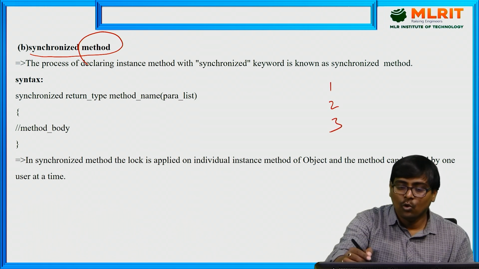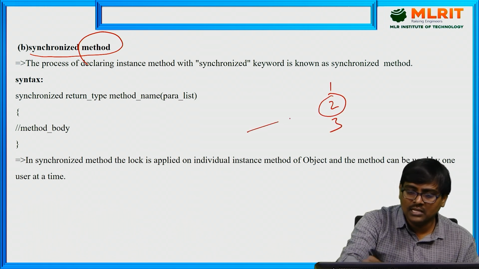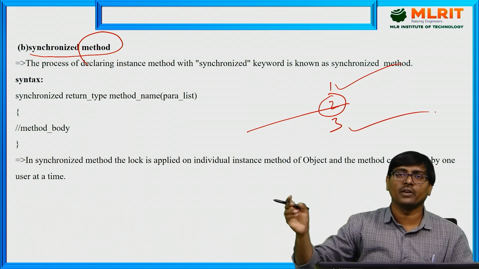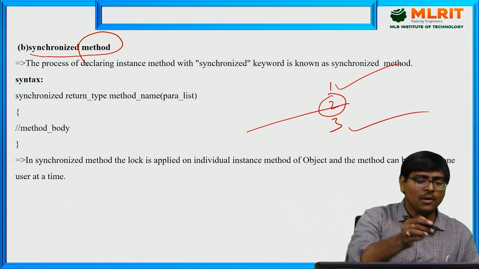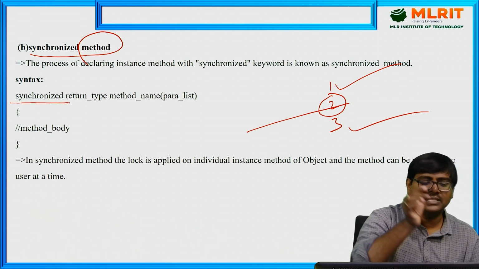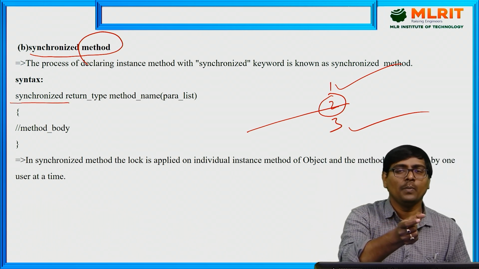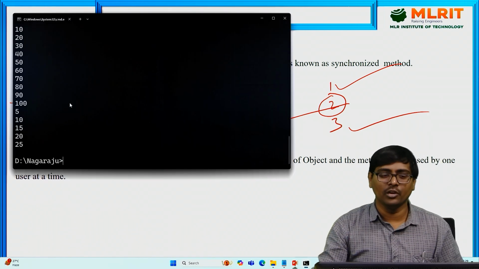Now, what happened? I have 3 methods: 1, 2, 3. Only 2 is shared. Now the lock is applied to this one only. This one and this one are free to use for anything. What is the syntax? Before the method, use the synchronized keyword. If you use the synchronized keyword, automatically that method is shared.